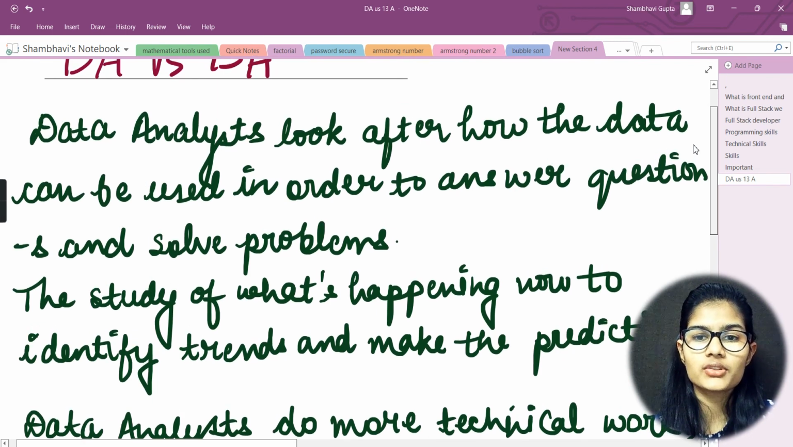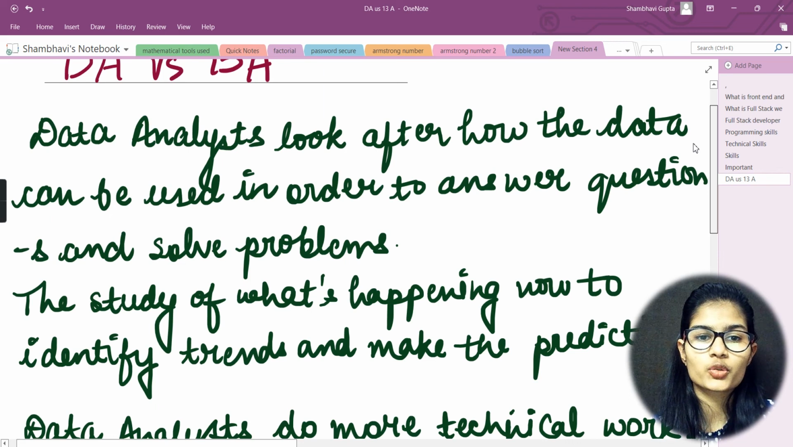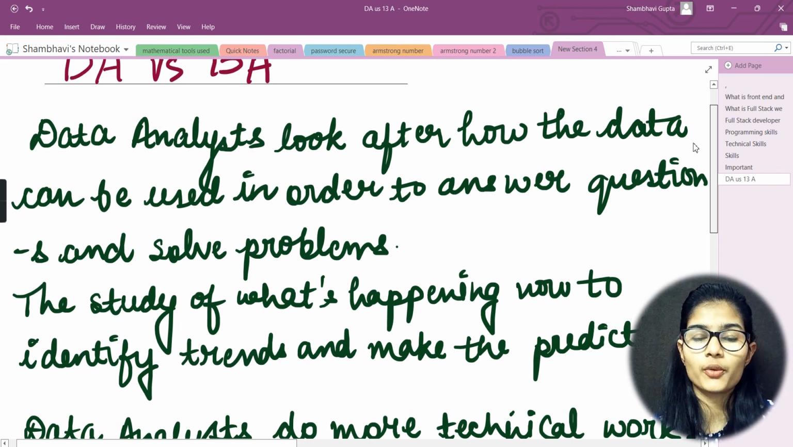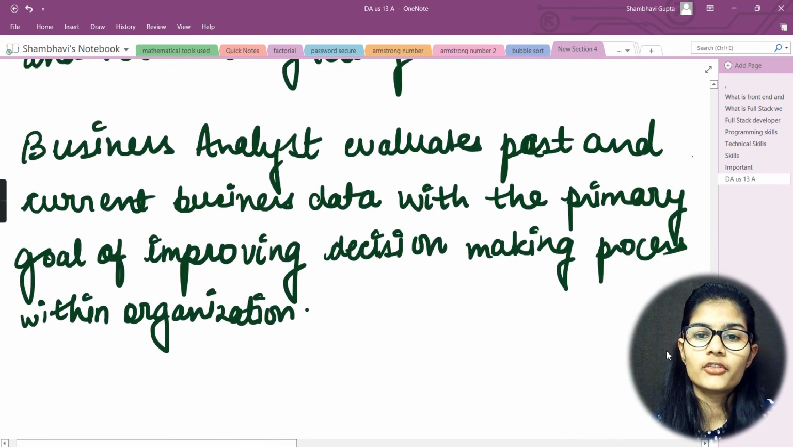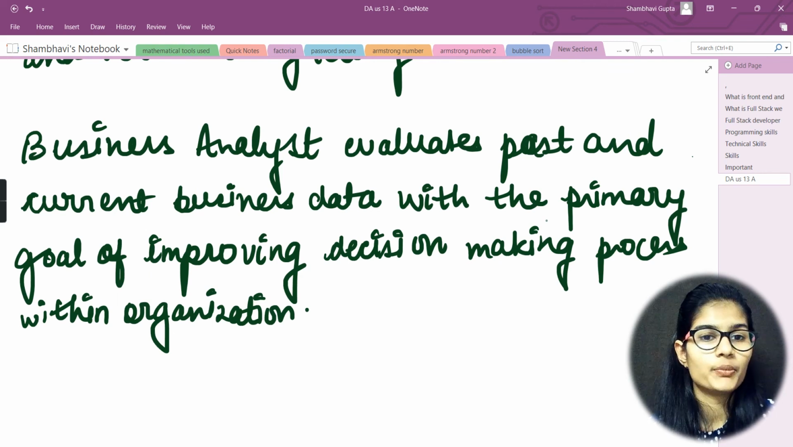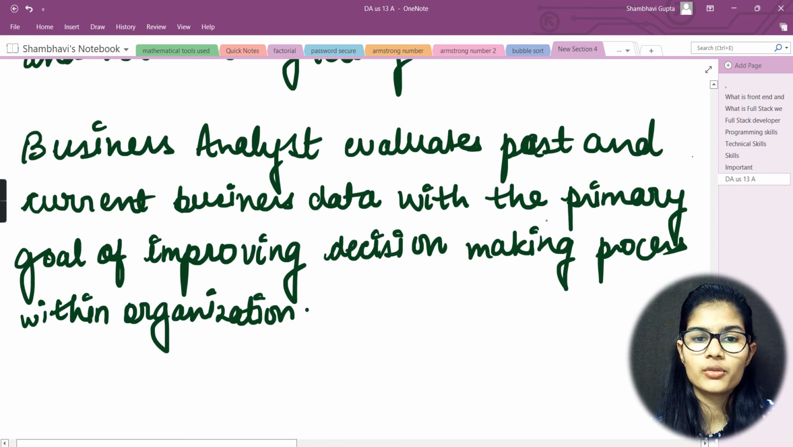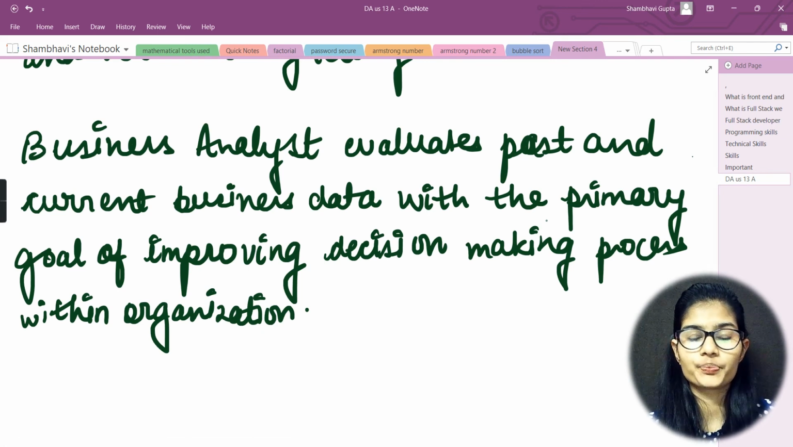Okay, there are some questions. They have to find out the answers to those questions in order to solve the problems. This is what a data analyst is actually doing. Further, if we talk about the business analyst, whatever previous business data and current business data you have, they try to evaluate that, and based upon that, their primary goal is to improve the decision making process in that respective organization.